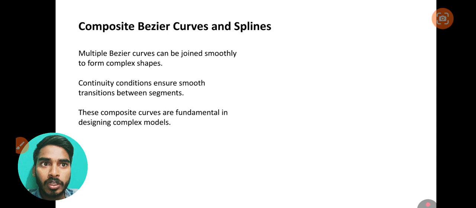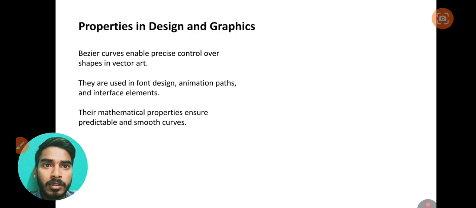Composite Bezier curves and splines. Multiple Bezier curves can be joined smoothly to form complex shapes. Continuity conditions ensure smooth transitions between segments. These composite curves are fundamental in designing complex models.